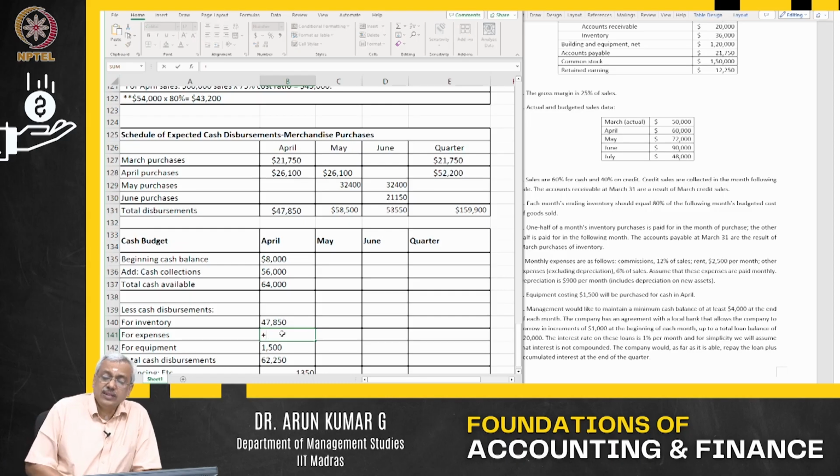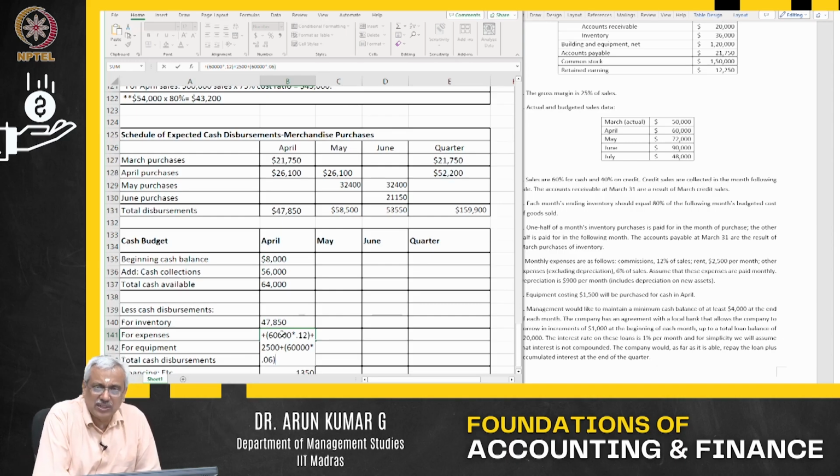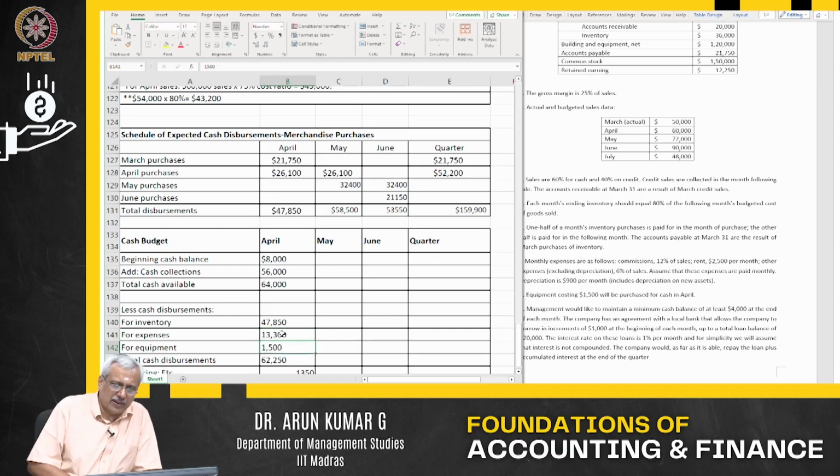So, all these things put together, let's add that out here. I'll just verify it. What is the sale? 60,000 is the sale, into 0.12. That is what we see as the first tranche of expense in the form of commission, plus 2,500, plus another 60,000 into 0.06, that is basically for other expenses. Sir, you have not included depreciation. Yes, I have not included depreciation because depreciation is a non-cash expenditure. Here we are preparing a cash budget. So, that is 13,300 and that's what we got.